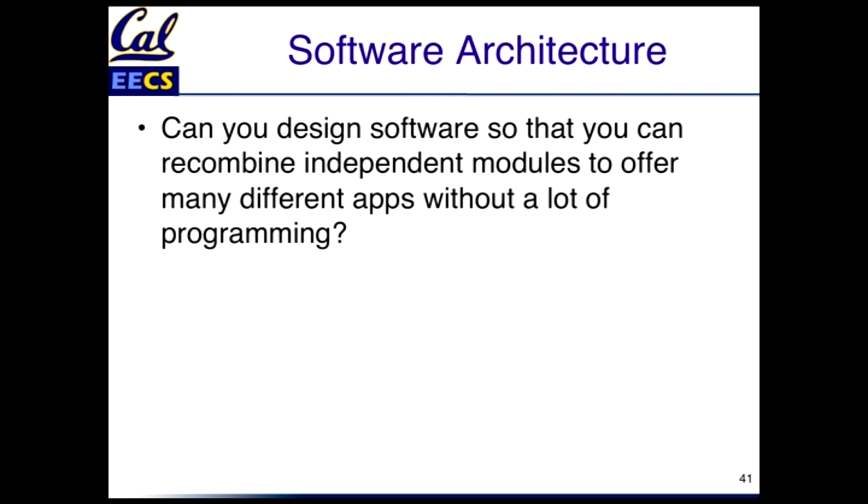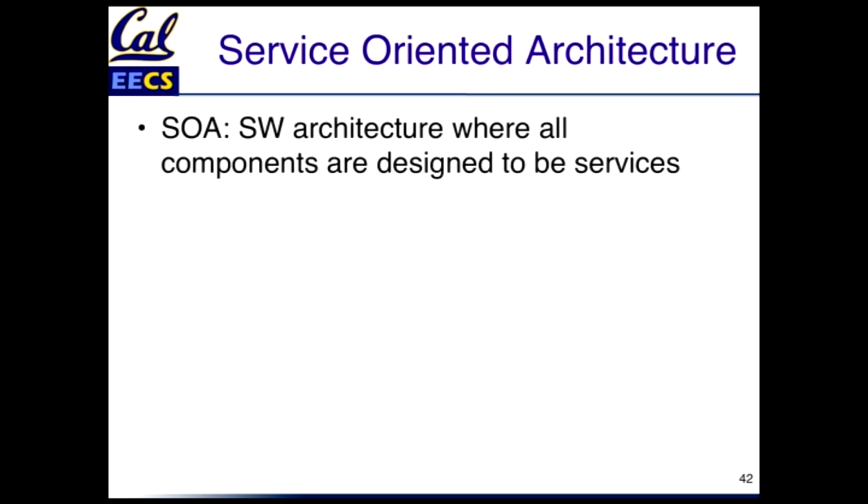So the question here is, is there a way that you can design software so that you can recombine independent modules and create new applications out of them without doing a lot of programming? That's the question, and service-oriented architecture is that idea. All the components are designed to be independent services, like you would go over the internet to access them. That's the idea of service-oriented architecture.